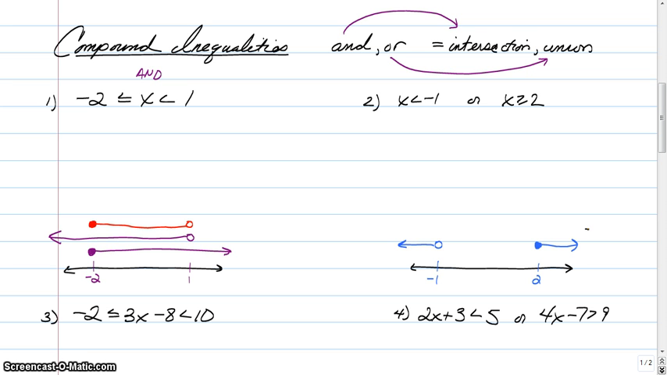We can say -5, which would be true for x is less than -1. We couldn't use 0 because 0 is neither less than -1 or greater than or equal to 2, so that's why there's this big blank space in the middle. And then we could say something like 5, which would not satisfy less than -1, but it does satisfy greater than or equal to 2. That's why your OR statements many times will just point in opposite directions of one another.